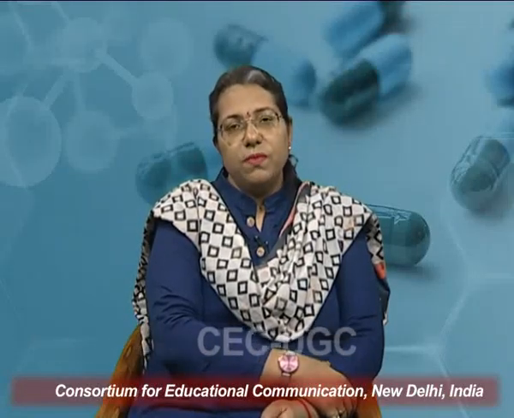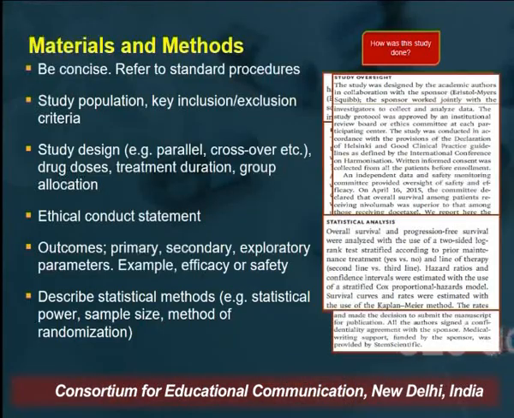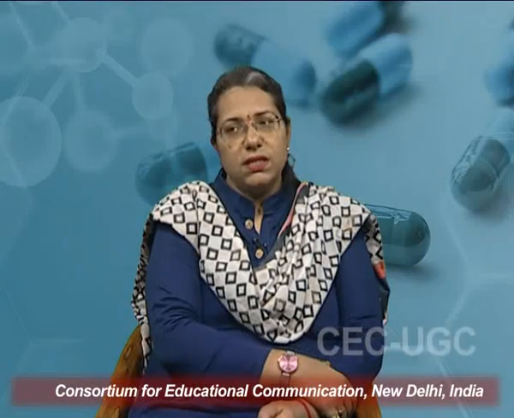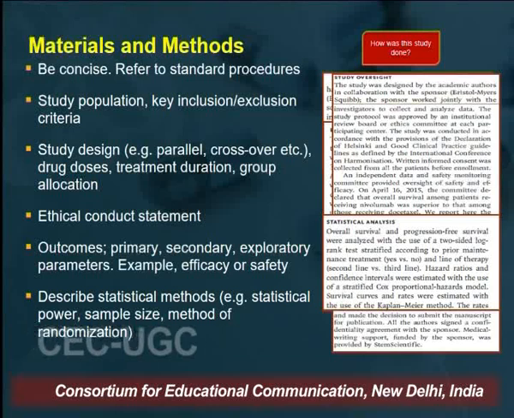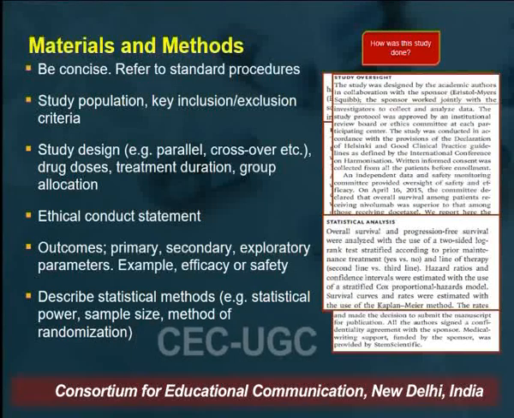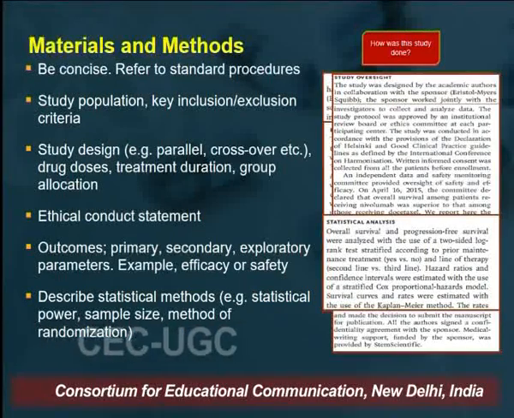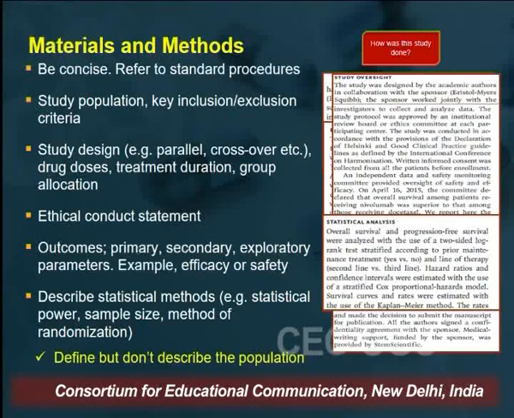What are the outcomes of your study? Primary, secondary, exploratory parameters, efficacy, safety. So, whatever your outcomes are, you list all those outcomes that are being assessed in your study. Then the statistical methodology: you describe in detail the statistical methods that are used in your study. It includes the sample size calculations, method of randomization, statistical power that you have used, or any other statistical analysis that you have used in your study. You have to describe that in this section of materials and methods of your manuscript.